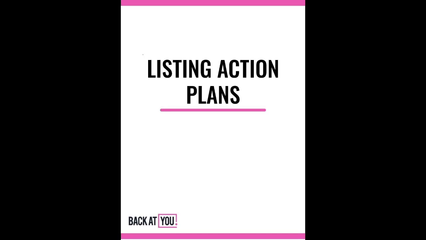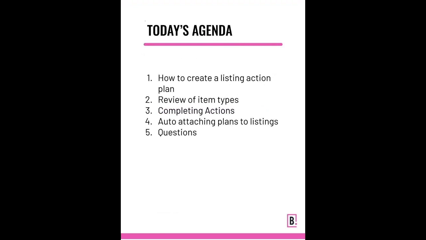And a couple weeks ago, we talked about seller tools. One of those was listing action plans. And now we're really going to dive deeply into how do you set these up, what information goes in them, why would you use them in that side. Today, we are going to go through how do you create a listing action plan, a review of each item type that you can add to an action plan, completing your actions, auto-attaching your plan so you can actually set some default plans to automatically set, and then, of course, using your questions.